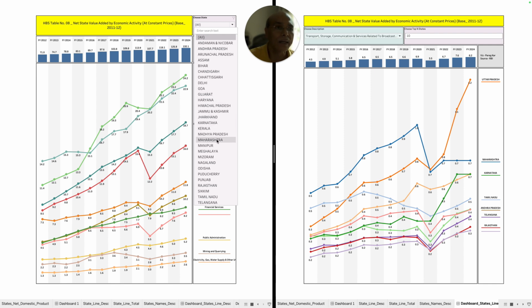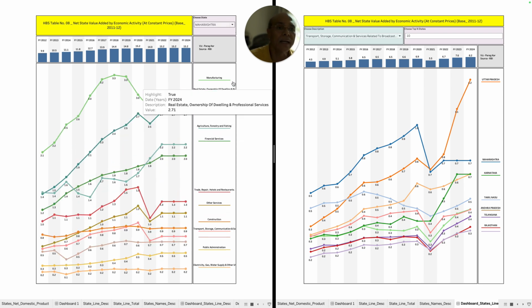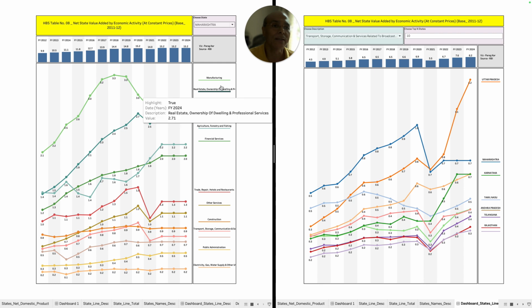For example, Maharashtra. Let's look at the top states. In which activities is Maharashtra doing great? The topmost activity for Maharashtra is manufacturing, then real estate, then agriculture, forestry, and then financial services, right? These are the 4 important categories, and you can pause the video and look.